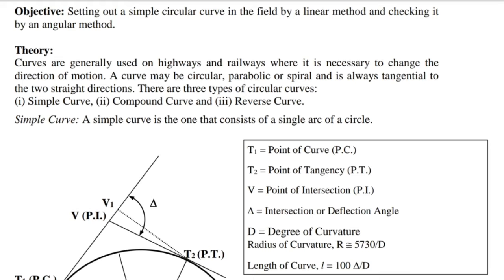Theory: curves are generally used on highways and railways, where it is necessary to change the direction of motion. A curve may be circular, parabolic, or spiral, and is always tangential to the two straight directions. There are three types of circular curves: 1. Simple curve, 2. Compound curve, and 3. Reverse curve.